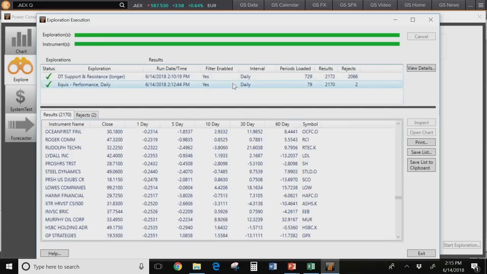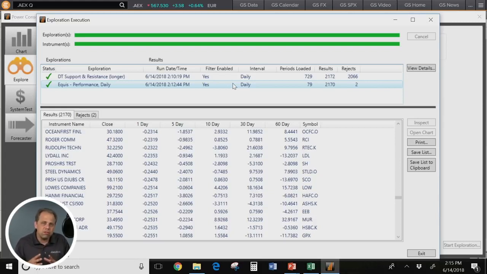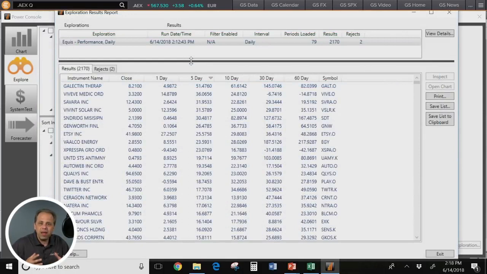The Performance Daily scan is a little bit different. What it allows you to do is go through the securities and tell you how much they've moved. In this particular case, this column right here is going to tell you how much it moved over 1 day, 2 days, 5 days, 10 days, 30 days, and 60 days. And so if I then sort by the last 5 days, I can see the stocks that have moved up the most or down the most over the last 5 days. So if I want to find stocks that are accelerating due to a trend, this is a great way to go in.